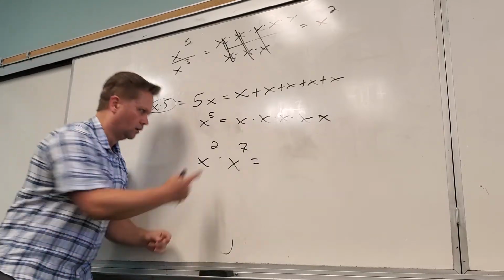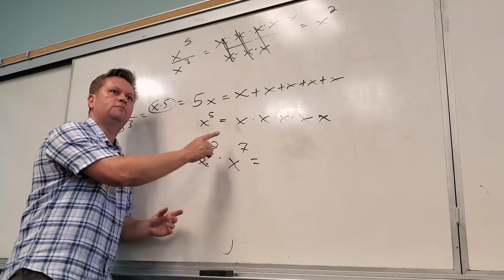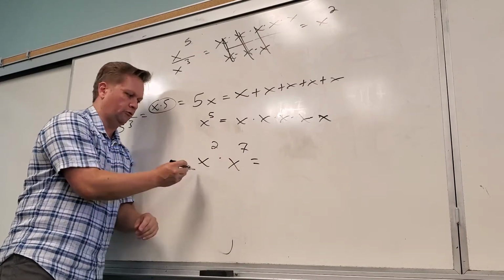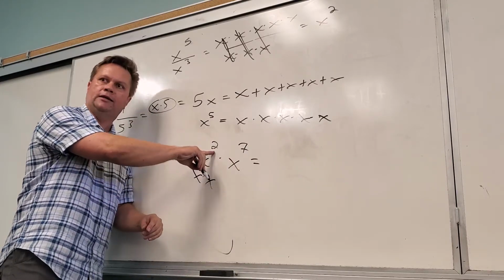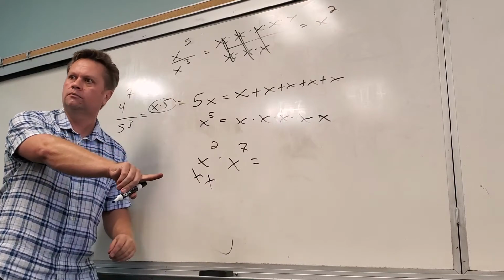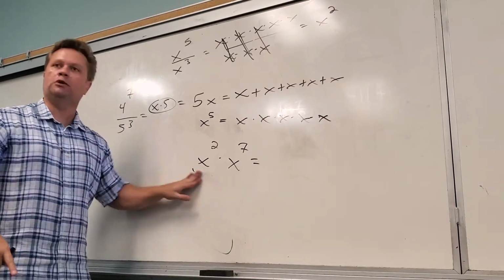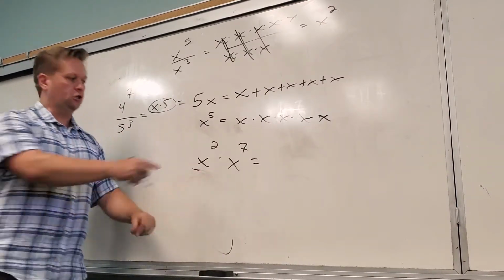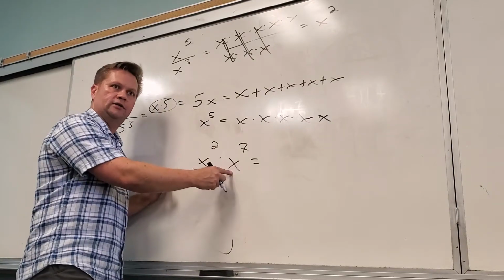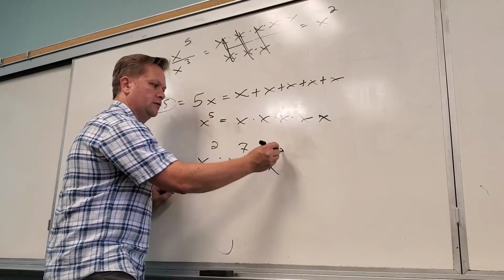Because you're like, but that 2 means 2 x's. So it really is x times x. I just shorthanded it. There is no number 2. There is no number 7. So where would 14 come from? There are 2 x's, 7 more x's on top of that, so of course there's 9.